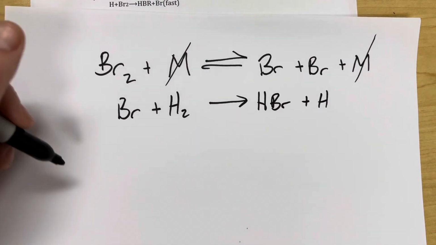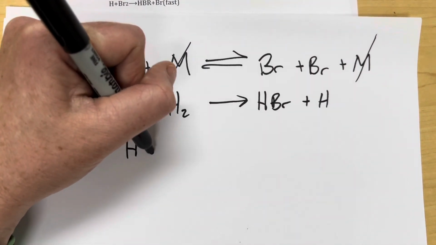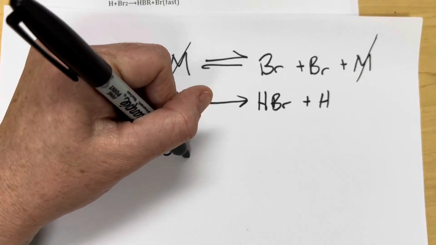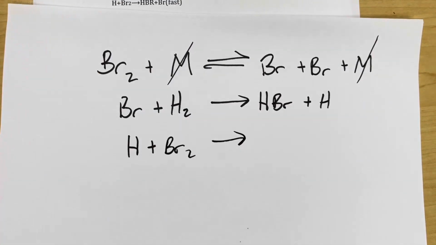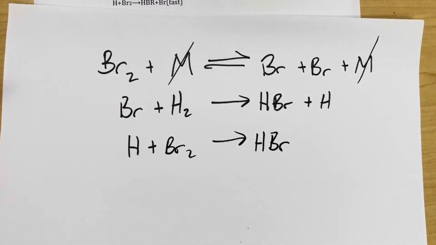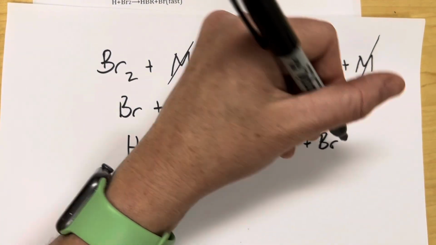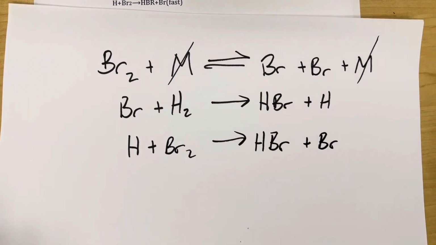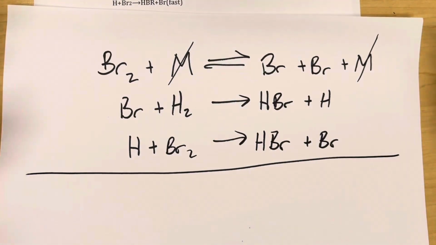And in the third step, we have H plus Br2 yielding HBr plus Br. All right, so let's add these reactions up to get the overall reaction.